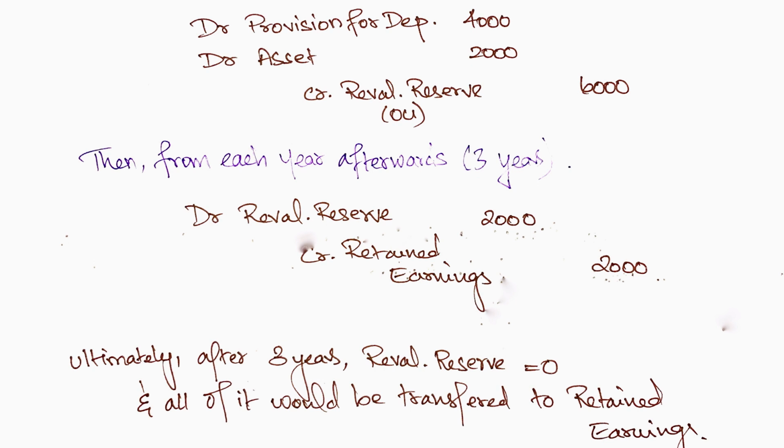So each year we're going to transfer any excess depreciation because of our revaluation to the retained earnings. So your other comprehensive income will get debited by 2,000 and your retained earnings will get credited by 2,000 each year for 3 years. This will again be shown through your statement of changes in equity.